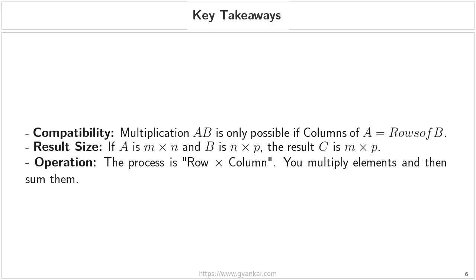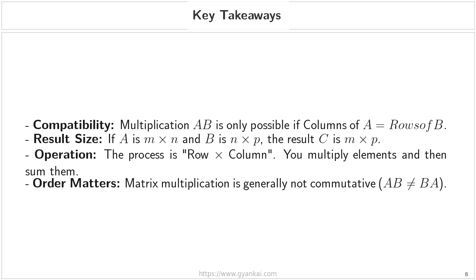Third, remember the core operation. The process always follows the row by column rule. You multiply the corresponding elements of a row from the first matrix by the elements of a column from the second matrix, and then you sum those individual products together to find a single element of the new matrix.